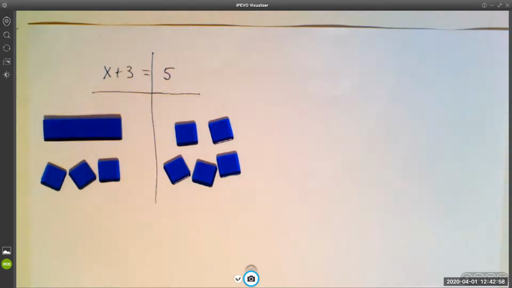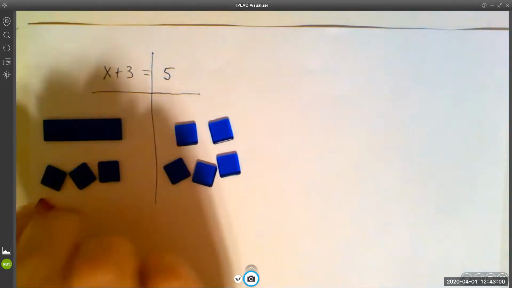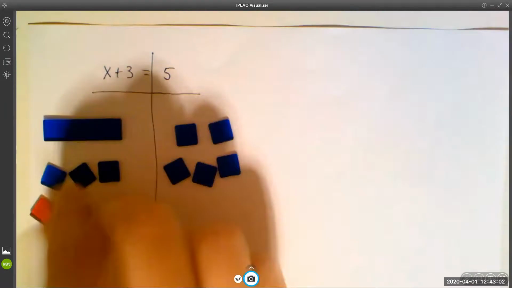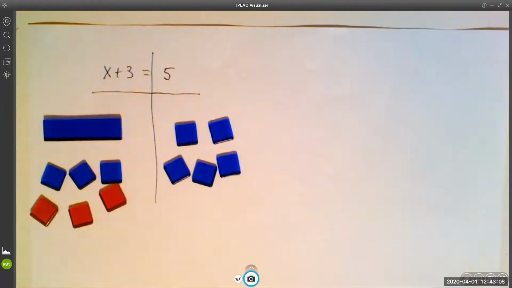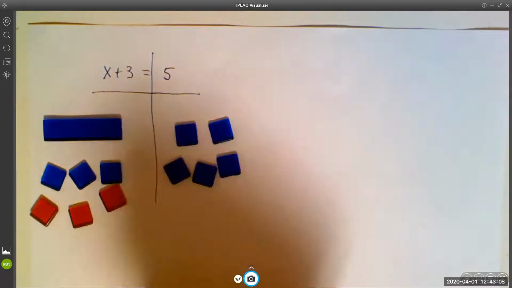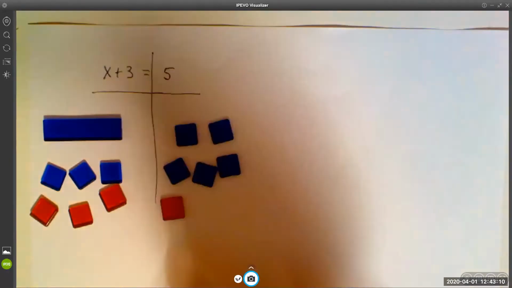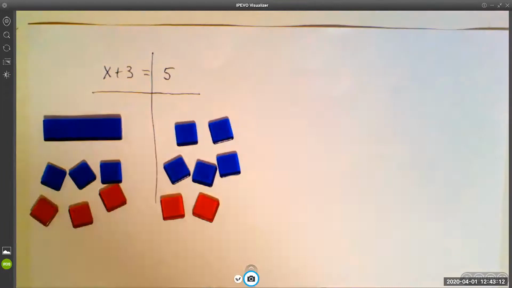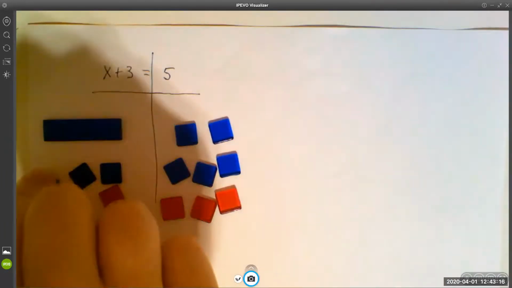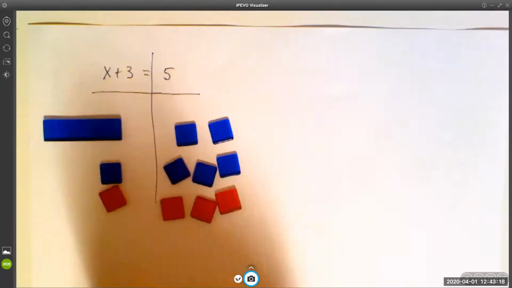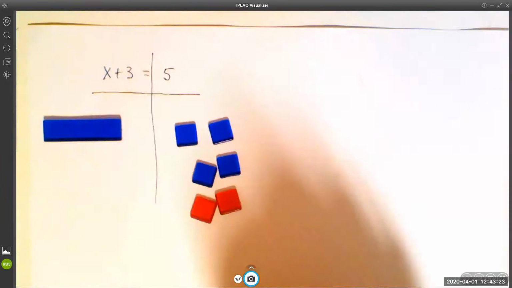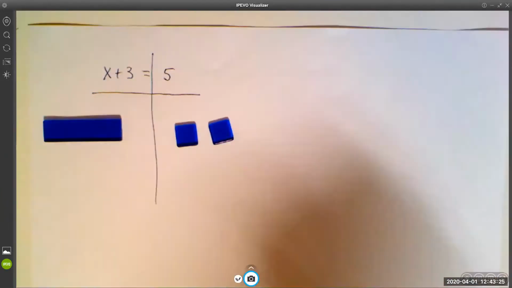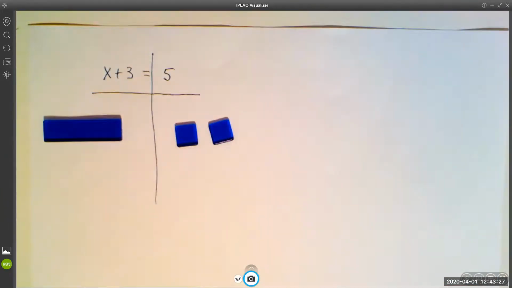So I add 3 red tiles, which I'm allowed to do on the left-hand side as long as I do the same thing on the right-hand side. Okay, and then zero pairs cancel, right? So that zero pair cancels, and so does that one, and so does that one. And on the right-hand side, the same thing, zero pairs cancel, and we're left with x equals 2.